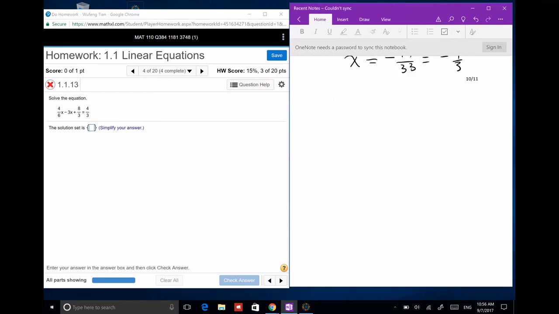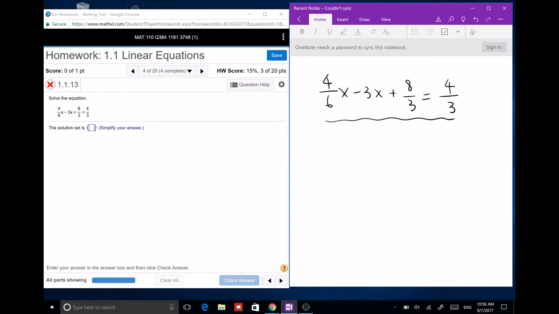Right, so next one. 4 over 6 x minus 3x plus 8 over 3 equals 4 over 3. Now, the problem of this equation is we have a denominator, the 6 and 3. We want to find the LCD and cancel the denominator. So we want to multiply all of the terms by the LCD. The LCD of 6 and 3 is 6. Since if we multiply by 3, the 3 cancels out but the 6 will not be cancelled out. If I multiply every term by 6, the 6 will cancel and the 3 will cancel. So I multiply all of the terms by 6.